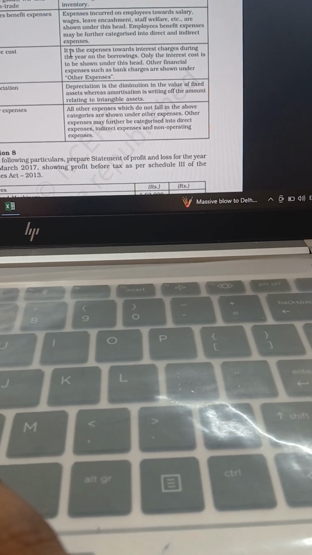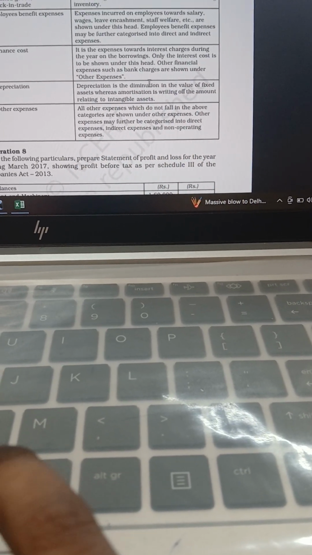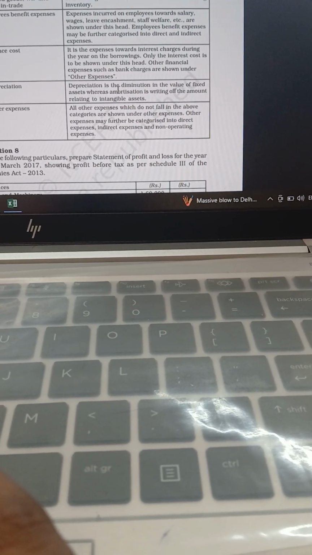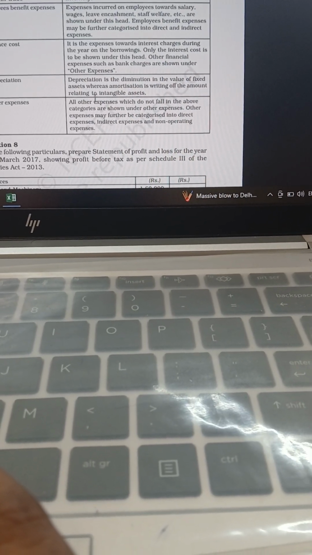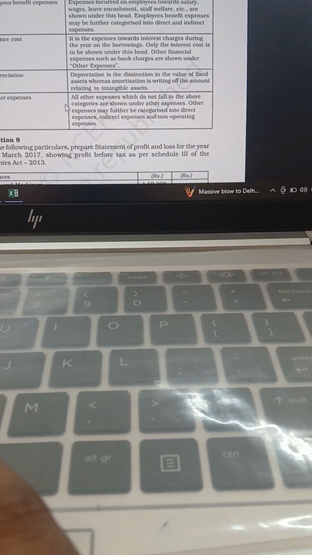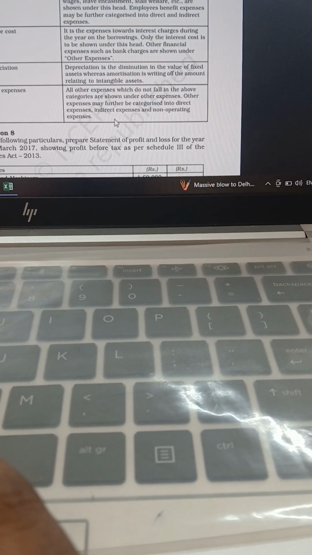Finance cost is the expense towards interest charges during the year on the borrowings. Only the interest cost is to be shown in this head. Other financial expenses such as bank charges are shown in the head other expenses. Then depreciation is the diminution or decrease in the value of fixed assets, whereas amortization is the writing off of the amount relating to intangible assets. Then other expenses: all other expenses which do not fall in the above categories are shown in the head other expenses. Other expenses may be further categorized into direct expenses, indirect expenses and non-operating expenses.